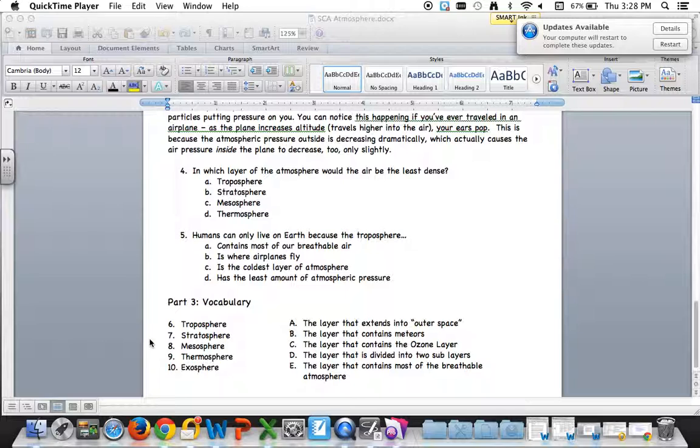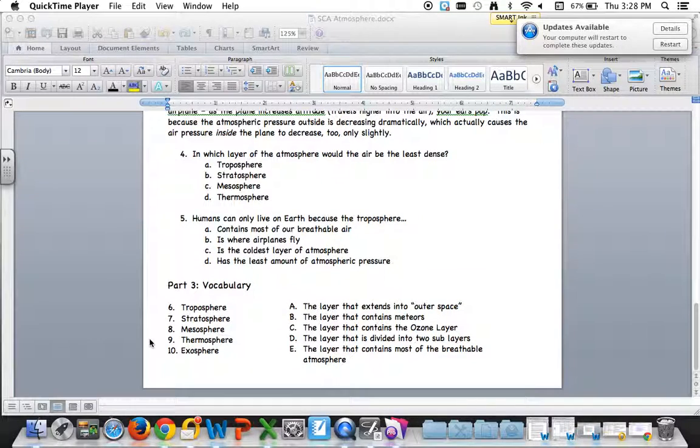Part 3. Vocabulary. Match the words with the definitions. The words are number 6, troposphere, number 7, stratosphere, number 8, mesosphere, number 9, thermosphere, and 10, exosphere.